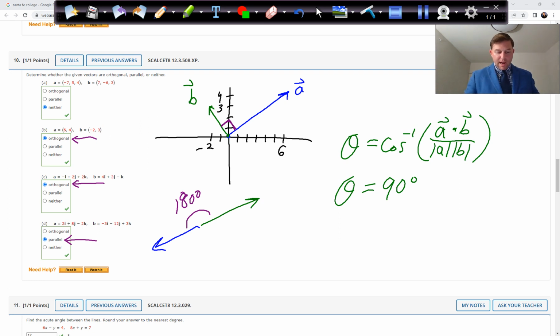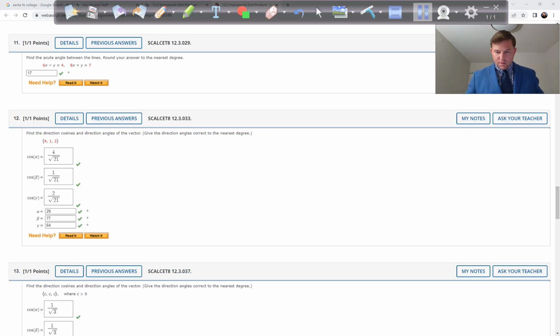So if you do the dot product of these two vectors, find their magnitudes, multiply those, take an arc cosine, you'll get either 0 or 180 degrees. I'm pretty sure these point away from each other, but there is the possibility that blue points in the same direction as green, and this one would be 0 degrees. Either way, they're still parallel. Okay, so that's problem 10.